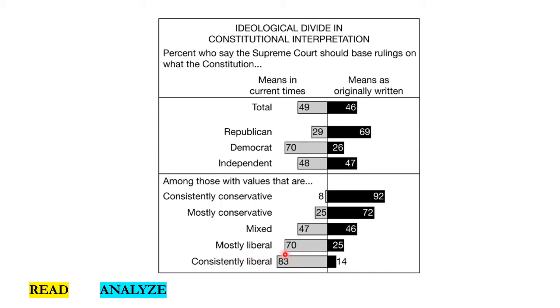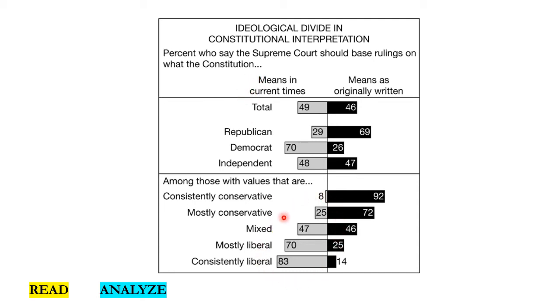So the trend we are recognizing is that Republicans are going to be more of an originally written group of folks, and you can combine Republicans and conservative thought together, and it looks like conservative thought, yes, likes the strict constructionist view, whereas the Democrat and mostly liberal and consistently liberal folks are going to want the Constitution interpreted with current times, right?